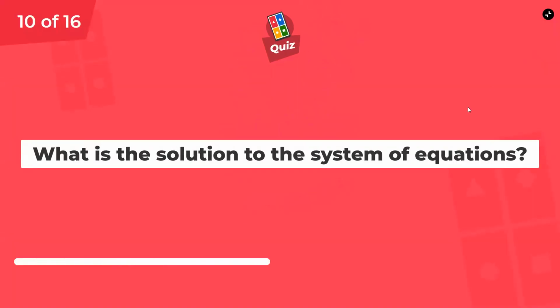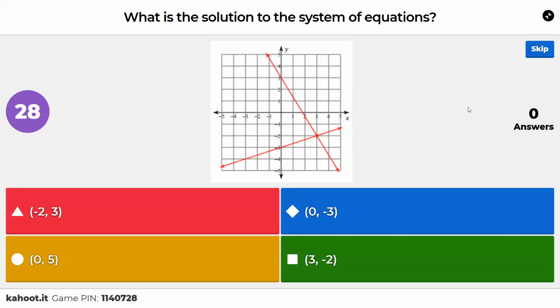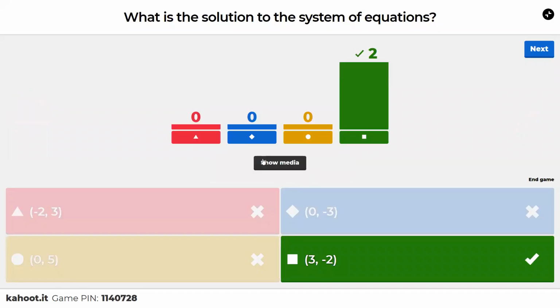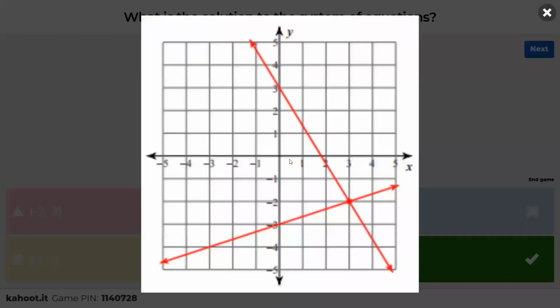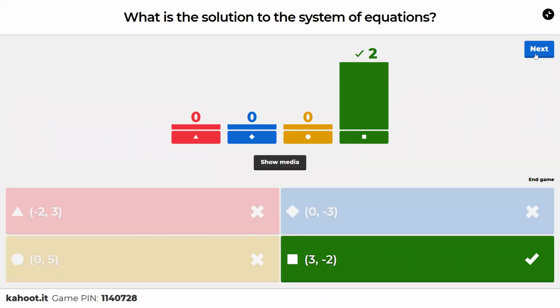What is the solution to the system of equations? All right, 3, comma, negative 2. So 3, comma, negative 2 is the name of this point. That's where they touch, so that's the solution.